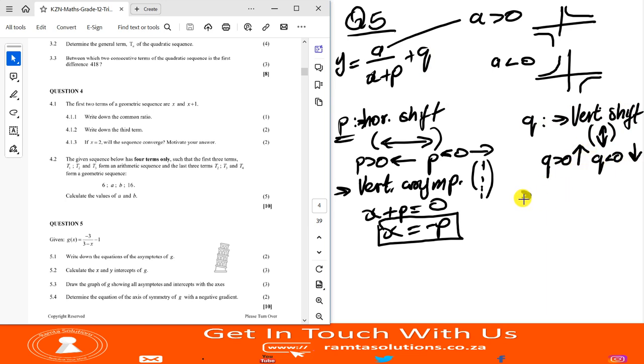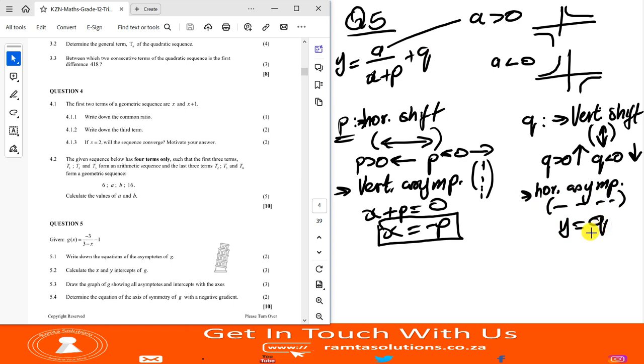It also represents what we call the horizontal asymptote. This is the horizontal line that the graph will never touch. To find that line, you can say it is y equals q.